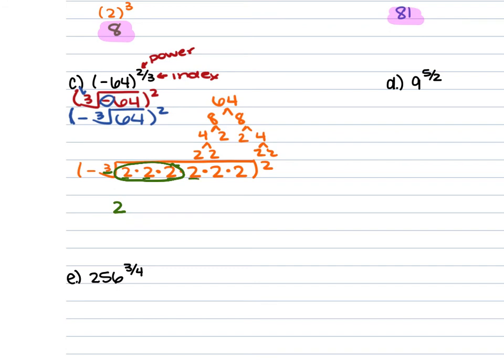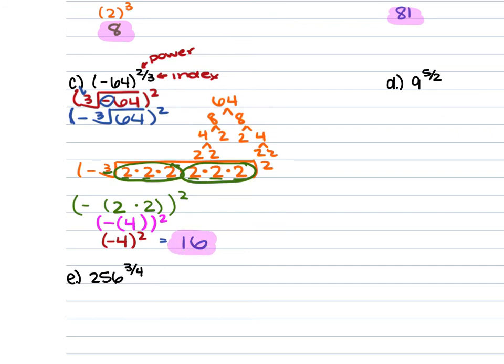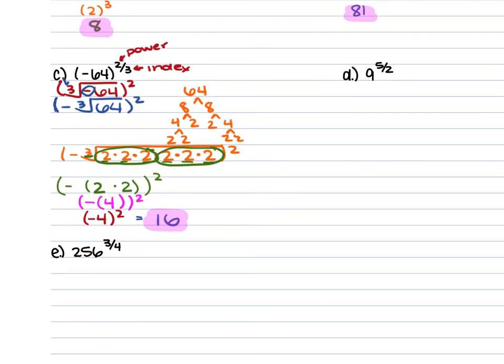I have another set of 1, 2, 3 2's, so I pull another 2 out. I'm going to multiply these and then apply the negative to it. The 2 times 2 gives us 4. I apply that negative. I get negative 4 squared, which gives us 16. So anytime you have more than one number that you can pull out, like in this case, you would just multiply those numbers.